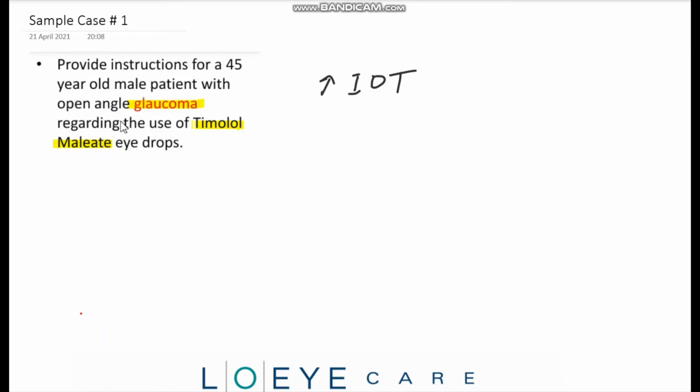So what is timolol maleate? Timolol, if you understand the 'lol', is a beta blocker, right? So is it a selective or a non-selective one? Yes, it is a non-selective beta blocker. That means it is a beta 1 as well as a beta 2 blocker. Now, what is the pharmacotherapeutic part of timolol? It is the beta 1 blockade which is pharmacotherapeutic.